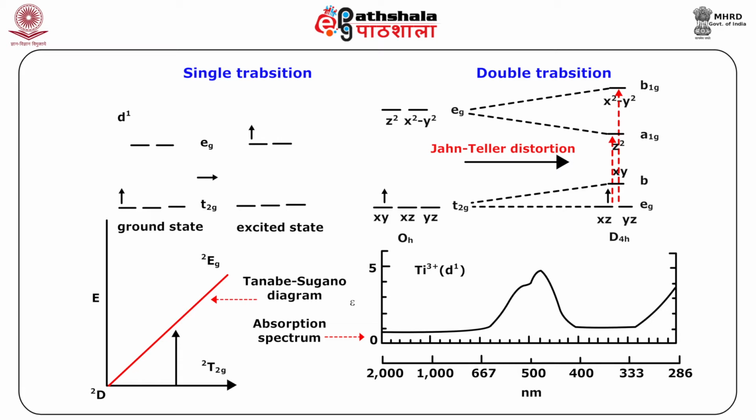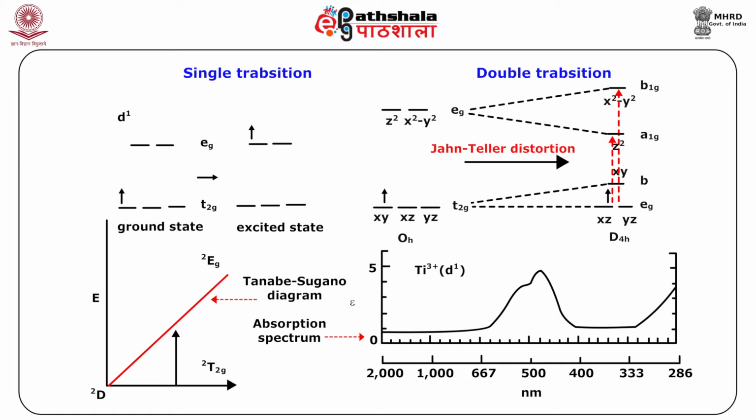The examples of d1 configuration include the titanium 3+ complex with H2O as the ligand and the chromium 2+ complex with H2O as the ligand, etc. The Tanabe-Sugano diagram along with the absorption spectrum has been represented in the figure. From the figure, it can be seen that only one transition is possible from the ground doublet T2g state to the excited doublet Eg state. Thus, only one transition band should be observed corresponding to the value of delta naught.